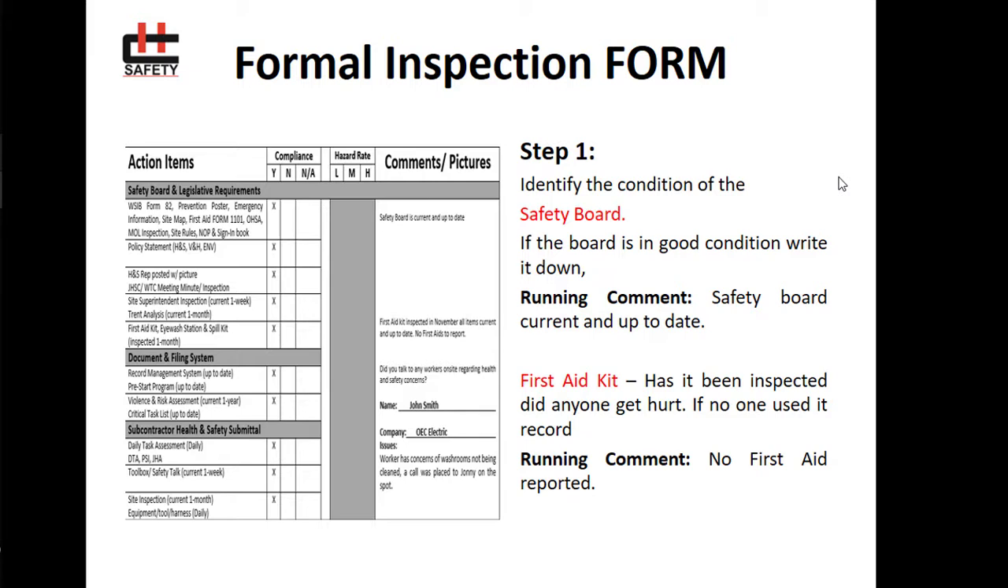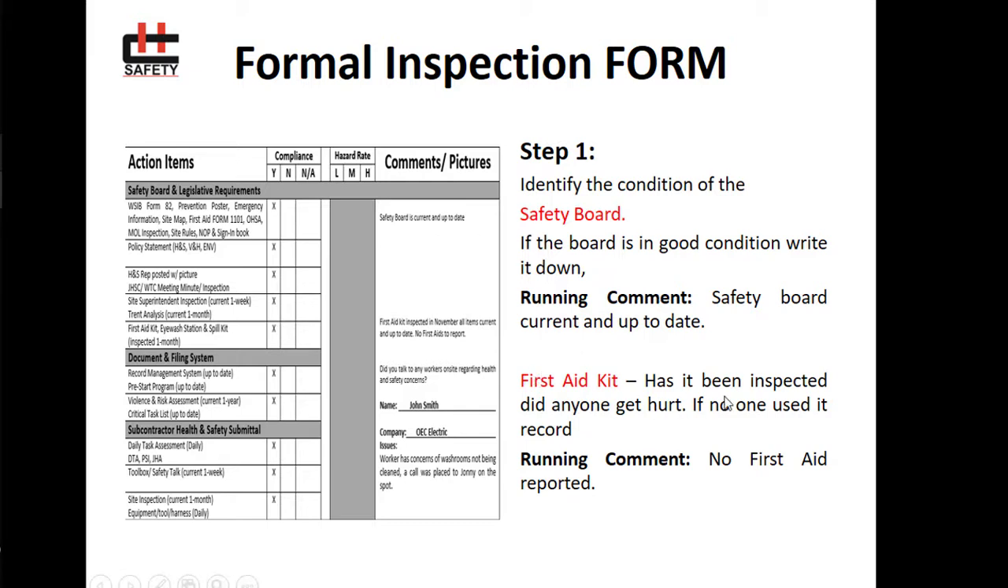As you can see here on the inspection form, step 1, we want to review our safety bulletin board. If the board is in good condition, write it down. You might also want to have running comments that are the same over and over again, such as the safety board is current and up to date, as shown here in the space provided. You'll also notice here we've marked down yes under the compliance. There are no hazards to identify.